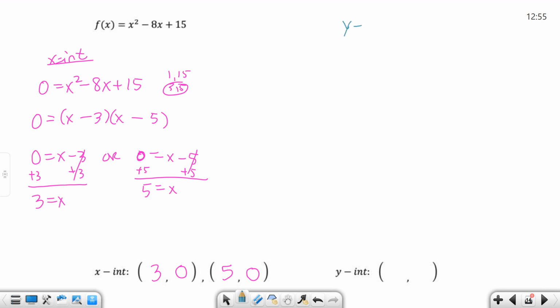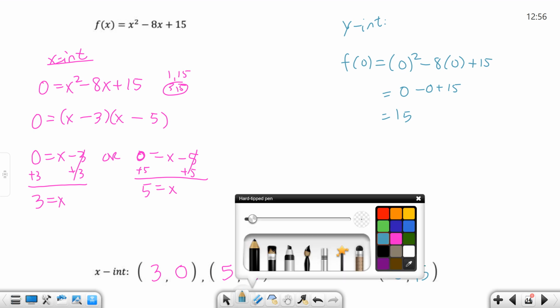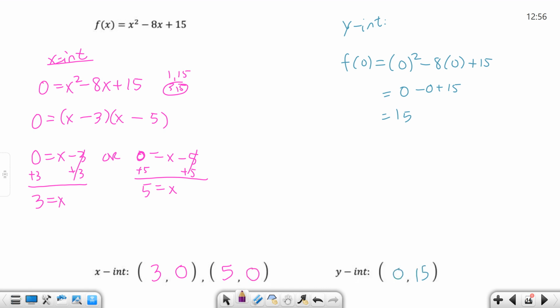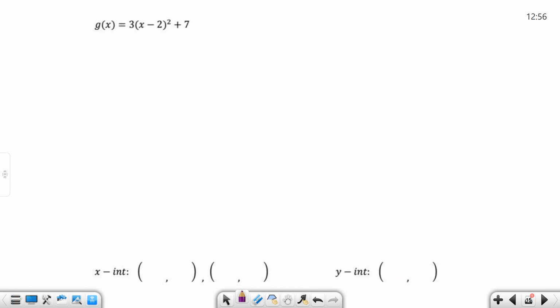And then here for the y-intercept, we're going to find f of 0, which is 0 squared minus 8 times 0, and you already know it's 15, right? Because it's the constant c. So then 15 is the y value, and then what's the x value? 0. All right, so (0, 15) is the y-intercept for this one here. So now let's go find the x-intercept and the y-intercept for this one.